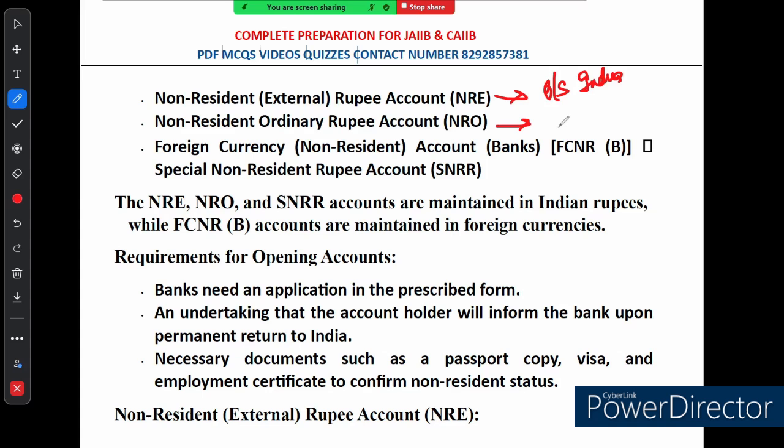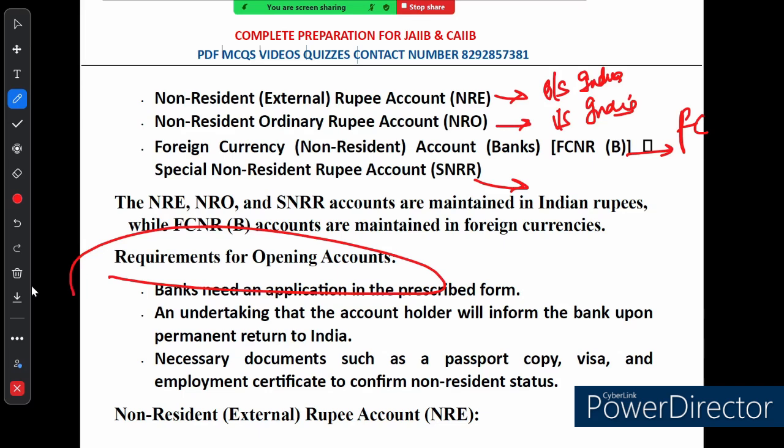If we talk about NRO account, this is for income earned from inside India. FCNR-B account to save in foreign currency, and SNRR account for business related transaction in rupees. So understanding these accounts can help you manage your money efficiently and benefit from various tax and repatriability features. Now let's talk about the requirement of opening account.